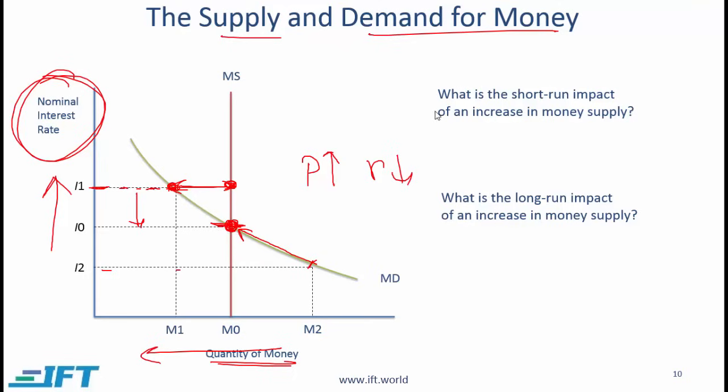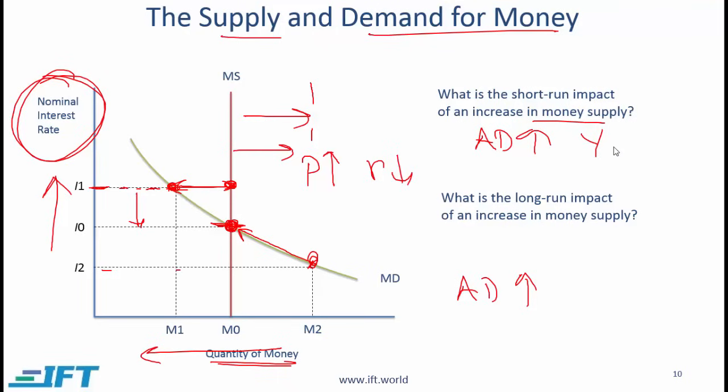Another point has to do with the short-run impact of an increase in money supply and then the long-run impact. If there is an increase in money supply, then look at what happens to equilibrium rates. If money supply is shifted to the right, then interest rates come down. In the short run, that might increase aggregate demand because interest rates are lower. So in the short run, aggregate demand goes up. So in the short run, it is possible that output goes up.